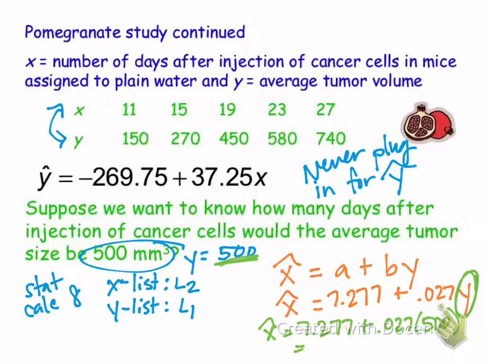So when you have original data and it asks you to predict X instead of predict Y, you must switch your two lists. Please switch the lists when you're looking for X.